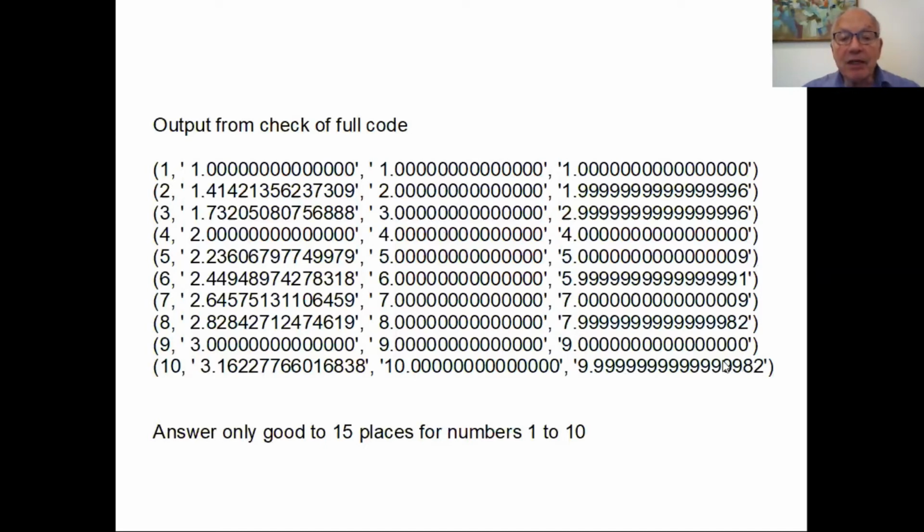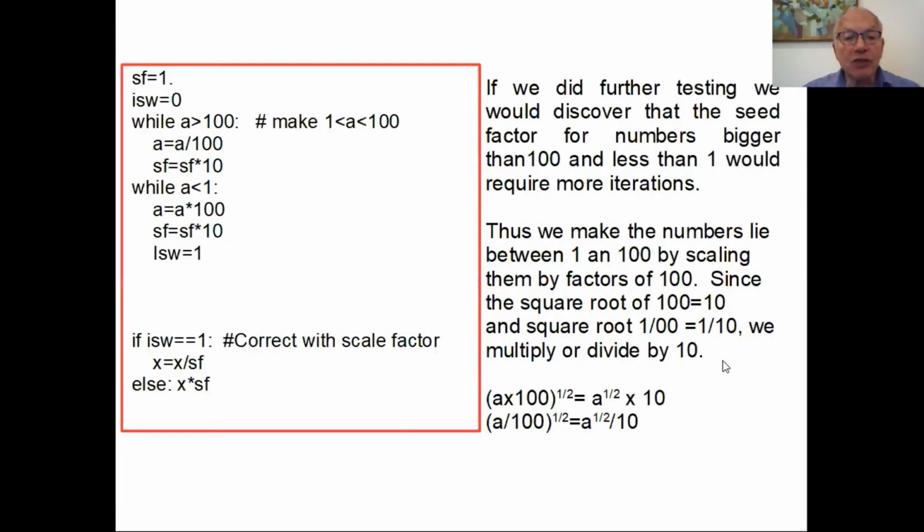So this gives me a feel for a little bit about the oddities of the computer and understanding the mathematics to apply to that. Now, I would discover if my numbers were outside of 100 or less than 1, that the starting seed of 3 won't work very well. And it would take me a lot more iterations. So I have to find some way of getting my numbers between 1 and 100.